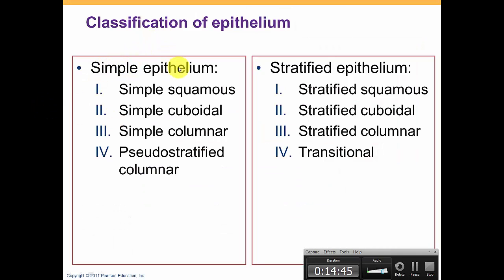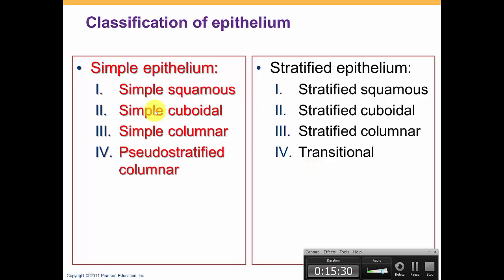So we have simple epithelium, stratified epithelium. The simple is simple squamous epithelium, simple cuboidal, and simple columnar. And there's something also called pseudo, which means false. Pseudostratified, which means multiple layers. So it's false multiple layers. What does this mean? This means that it's one layer because it's false multiple. It looks like it has multiple layers, but it's not. And the stratified, we have stratified squamous, stratified cuboidal, and stratified columnar, and the fourth type is transitional.